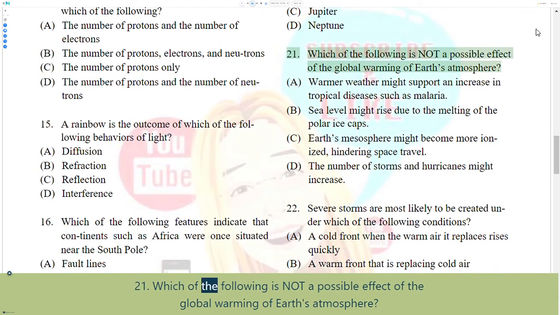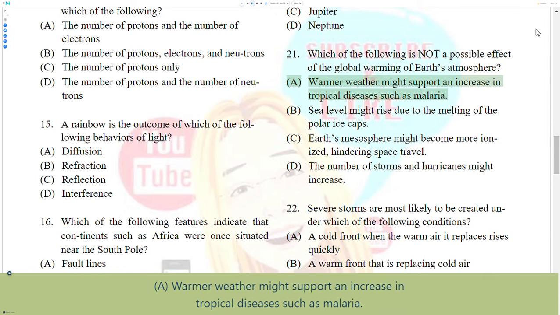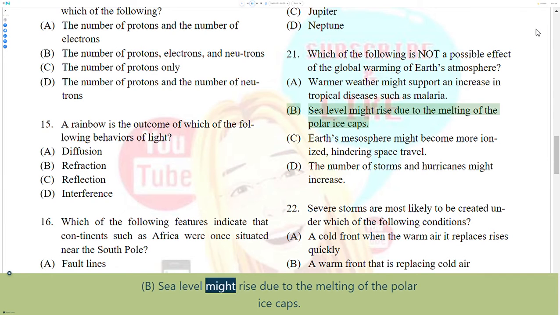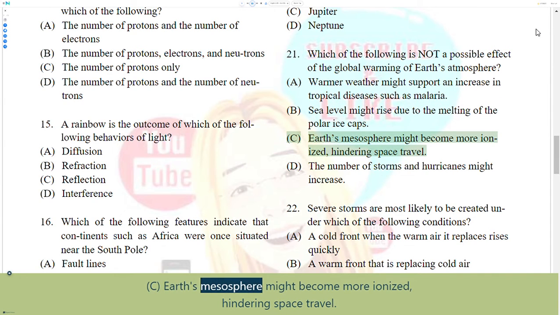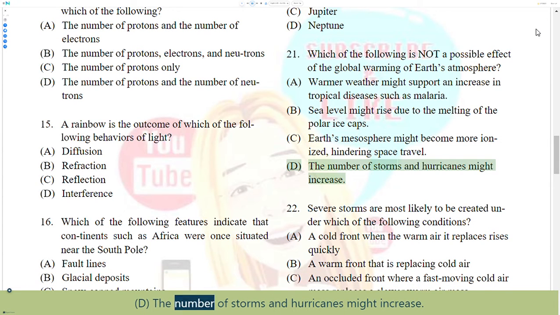21. Which of the following is not a possible effect of the global warming of Earth's atmosphere? A. Warmer weather might support an increase in tropical diseases such as malaria. B. Sea level might rise due to the melting of the polar ice caps. C. Earth's mesosphere might become more ionized, hindering space travel. D. The number of storms and hurricanes might increase.